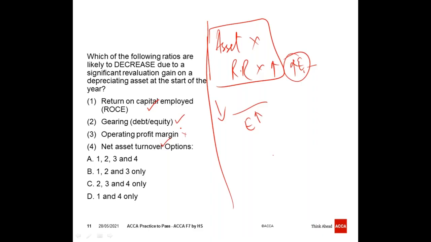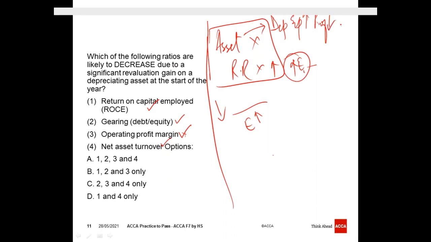The answer should be operating profit margins. Yes, it will also decrease because it has a debit side as well. As the asset increases, it will increase the depreciation expense as well, which will affect the profitability, and the decrease in profitability will affect the operating profit margin. The right answer will be A.